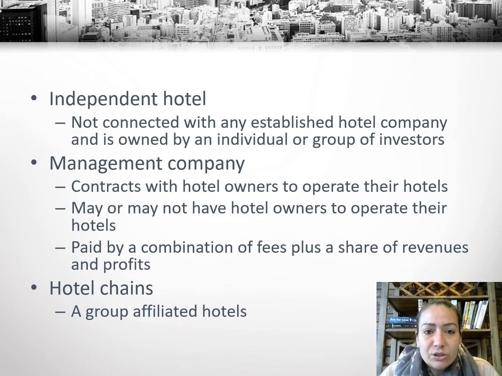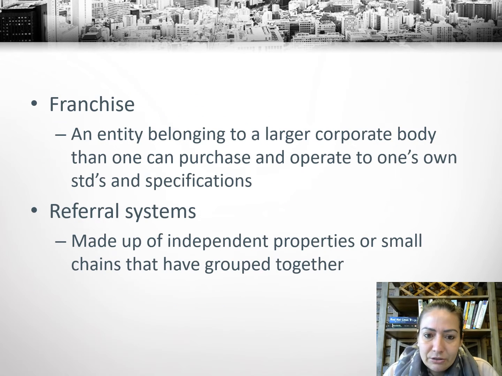Hotel chains is obviously a group of affiliated hotels. A franchise is an entity belonging to a larger corporate body that one can purchase and operate to one's own standards and specifications. And then a referral system is made up of independent properties or small chains that have grouped together. So I want you to know this basically for like a section B question.